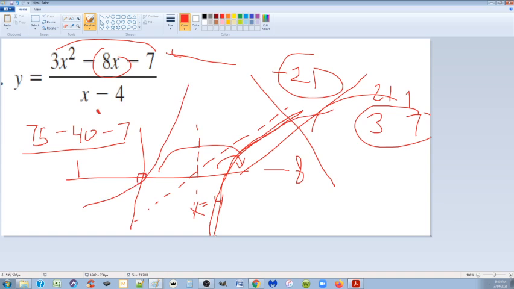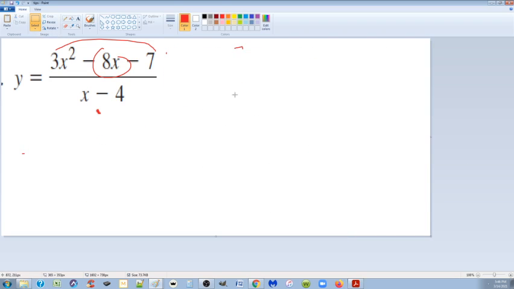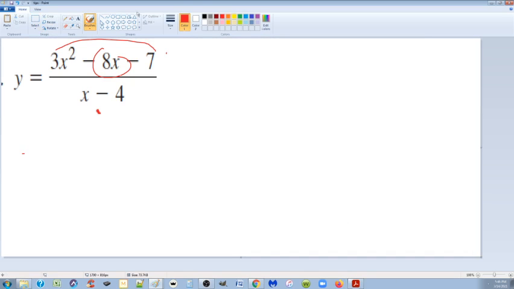So really I should find out what it's doing over here at 0. What is it doing over here at 0? It's minus 7 over minus 4, which is a positive result, which is positive 7 over 4. Okay, so here's the problem: we're getting positive results each time. Let's figure out where that oblique asymptote is.